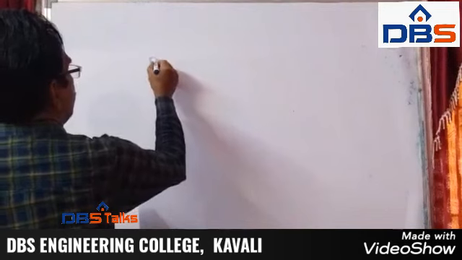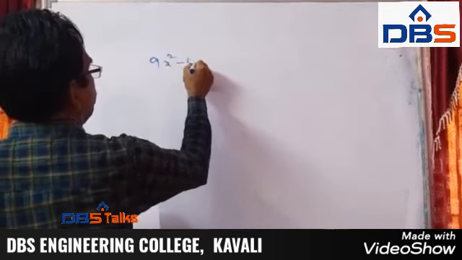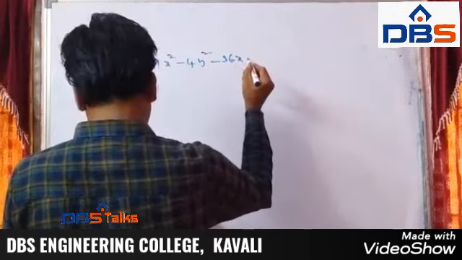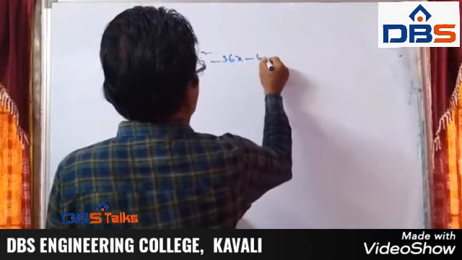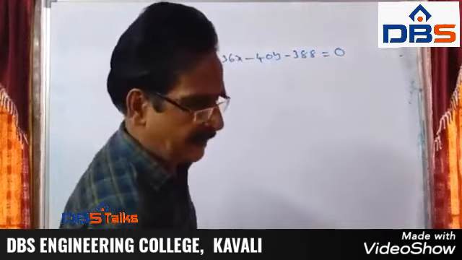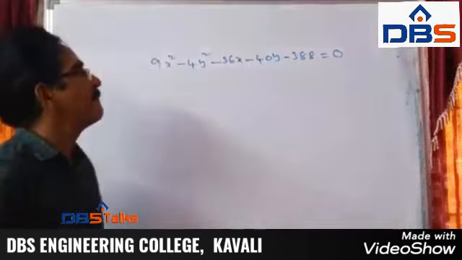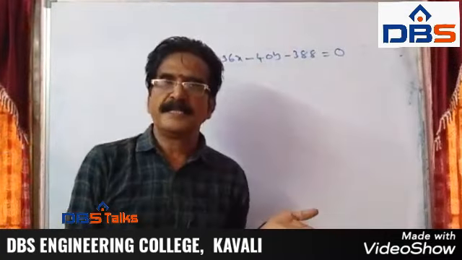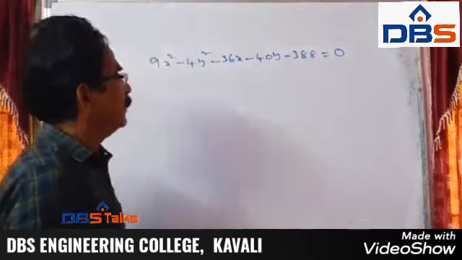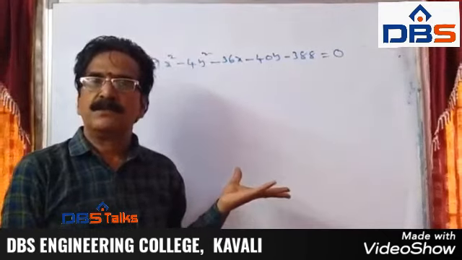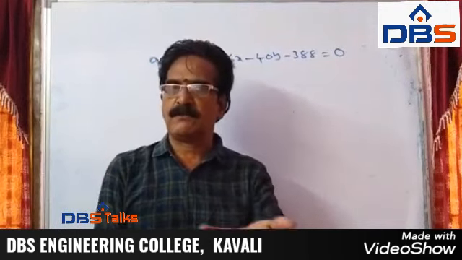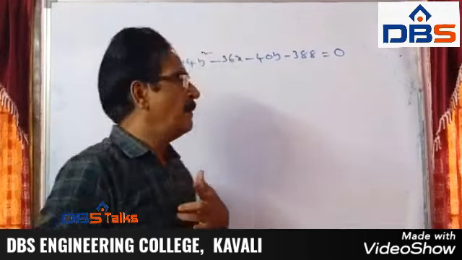This is the equation of the hyperbola, friends: 9x square minus 4y square minus 36x minus 40y minus 388 is equal to 0. Now let us find all the basic things as we did in the previous two problems. First we have to reduce this equation to our standard form, that is x minus h whole square by a square minus y minus k whole square by b square is equal to 1.